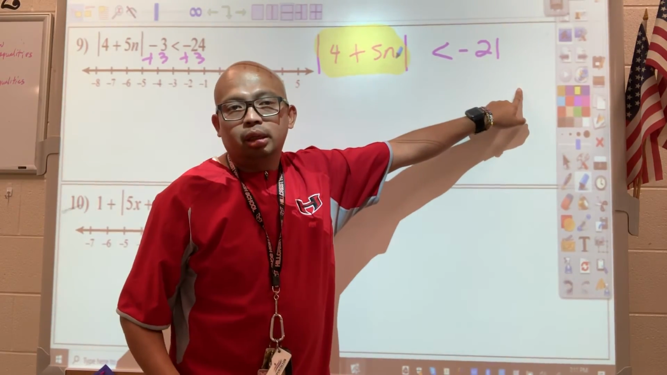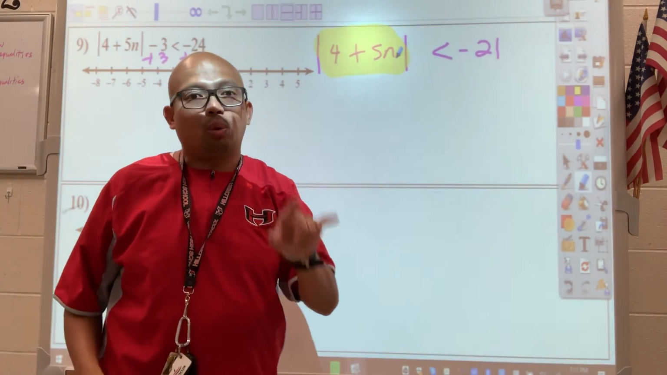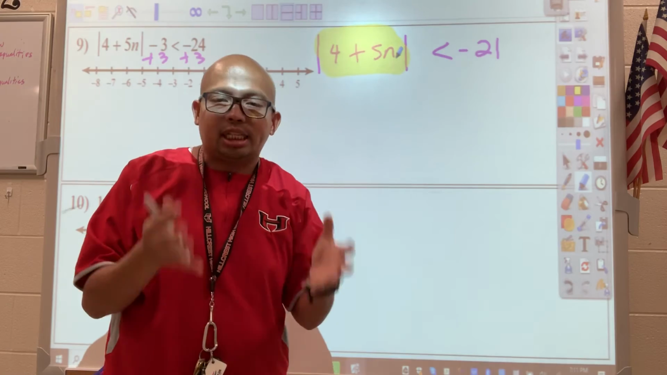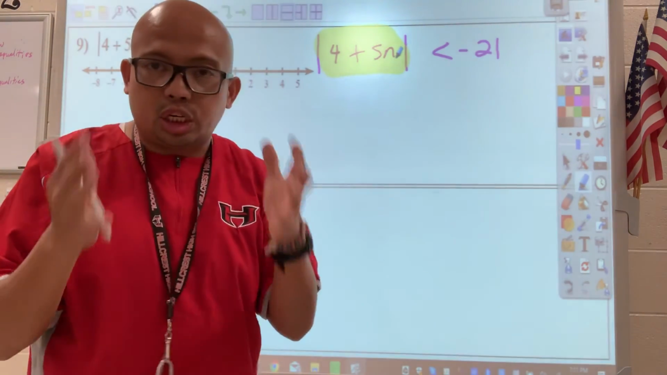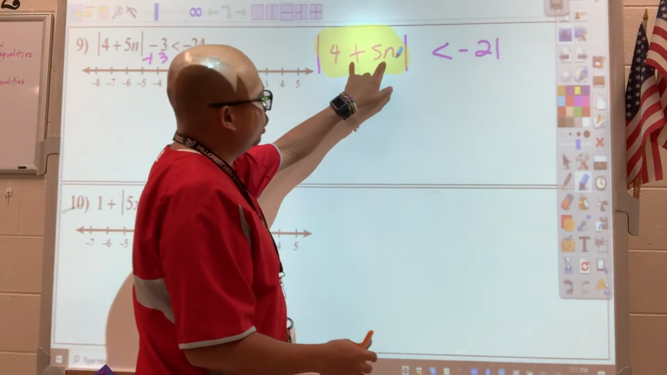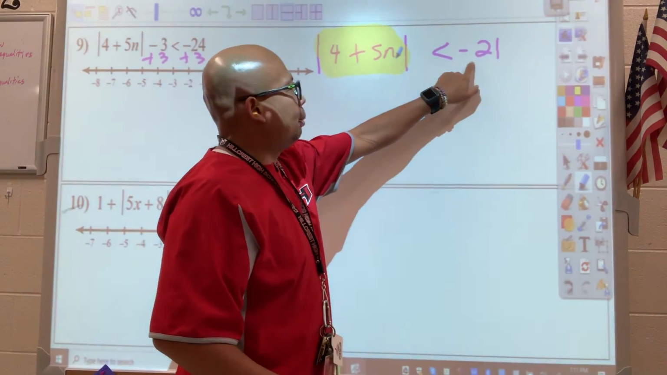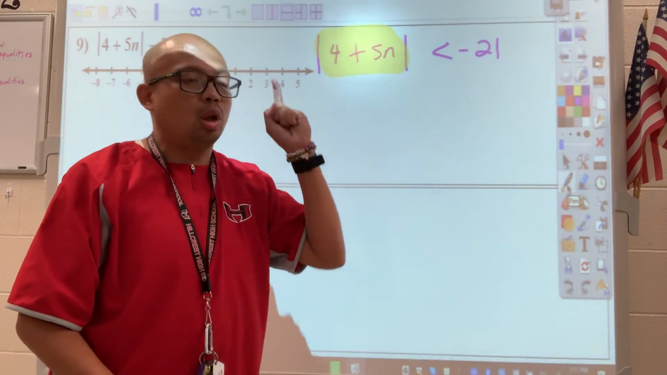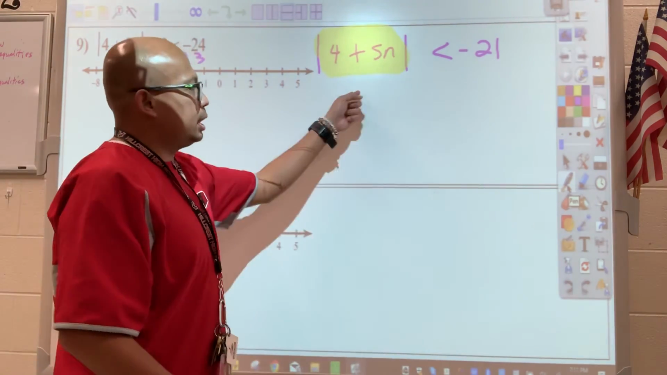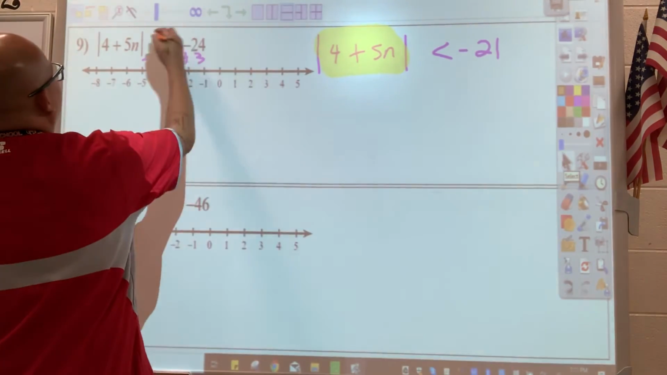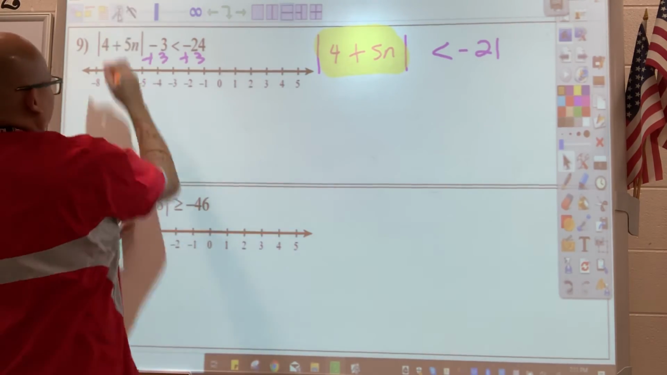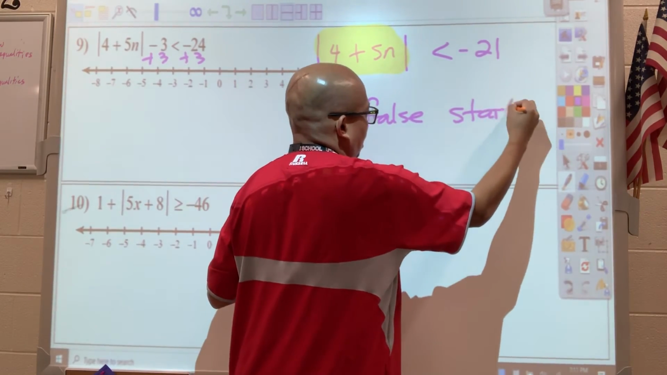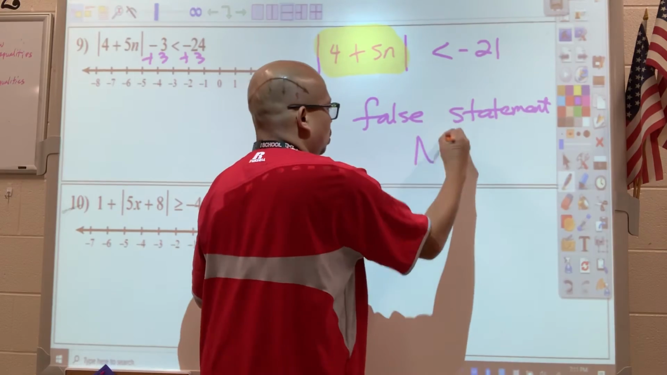Is that possible? No, because anything inside the absolute value, whatever you extract there or whatever simplification you come up with inside the absolute value, it has to be a 0 or a positive. So meaning to say, it's impossible for you to have something less than negative 21. So therefore, this is a special case. The question is, is this a no solution or many solutions? Since this one here is a less than, the answer would be no solution. Why? Because it's a false statement. So the answer is no solution.